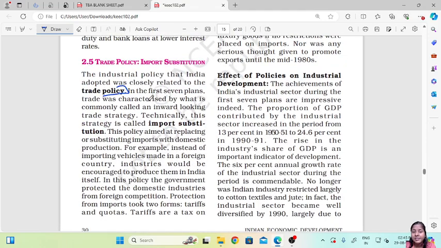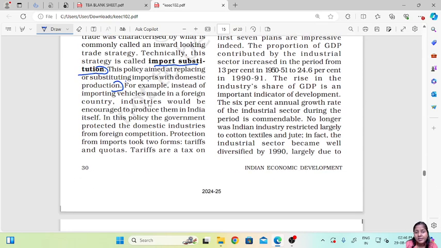During those 7-year plans, trade was characterized by what is commonly called an inward-looking trade strategy. This strategy was called import substitution, and this policy aimed at replacing or substituting imports with domestic production. One example is given: instead of importing vehicles made in a foreign country, industries would be encouraged to produce them in India itself. So instead of importing vehicles from abroad, the government decided to produce them in the domestic country, only in India.